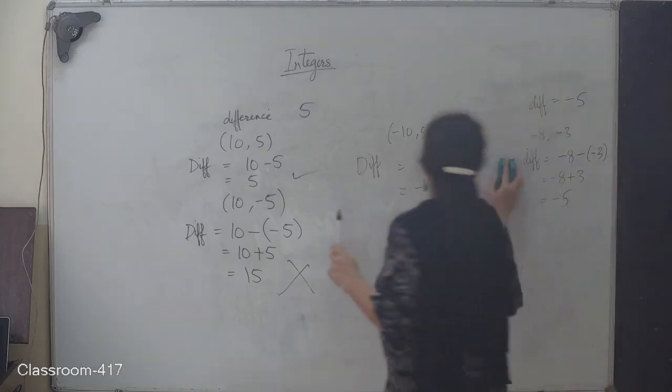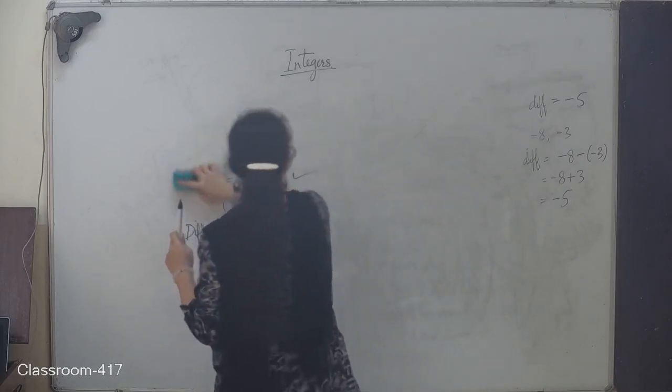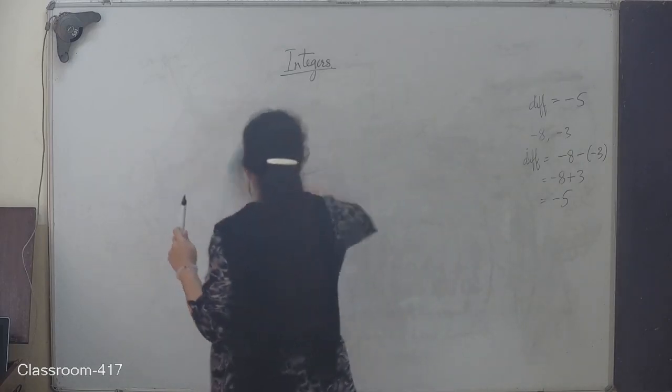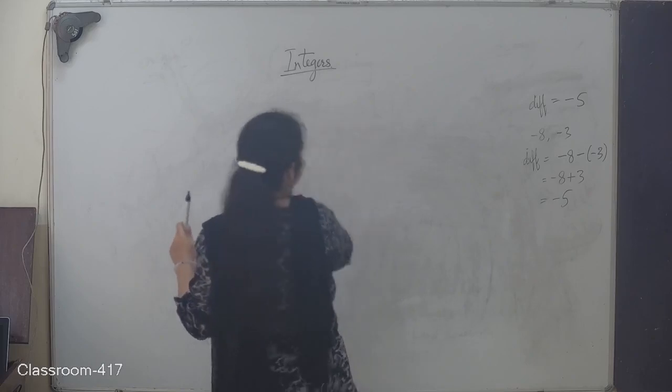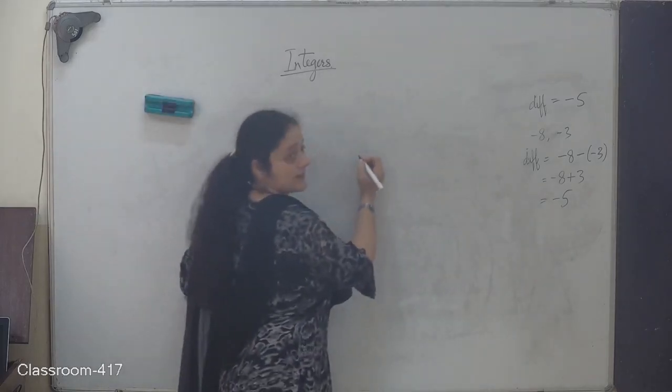Now we will just see one more. Supposing I say I want one positive, one negative, and the difference minus 5. What can I do?